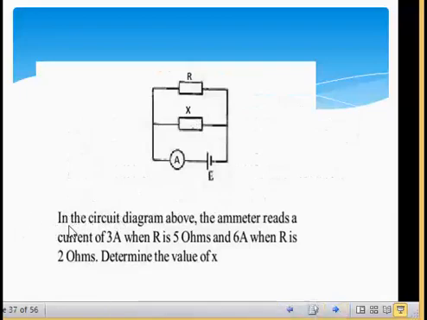So here I have another question. It goes that this is a diagram. In the diagram above, the ammeter reads a current of 3 ampere when R is 5 ohm. So when this R is 5 ohm, the current entering these two resistors is 3 ampere. Now when this R is 2 ohms, then the ammeter current is 6 ampere. So determine the value of X. There's no internal resistance.